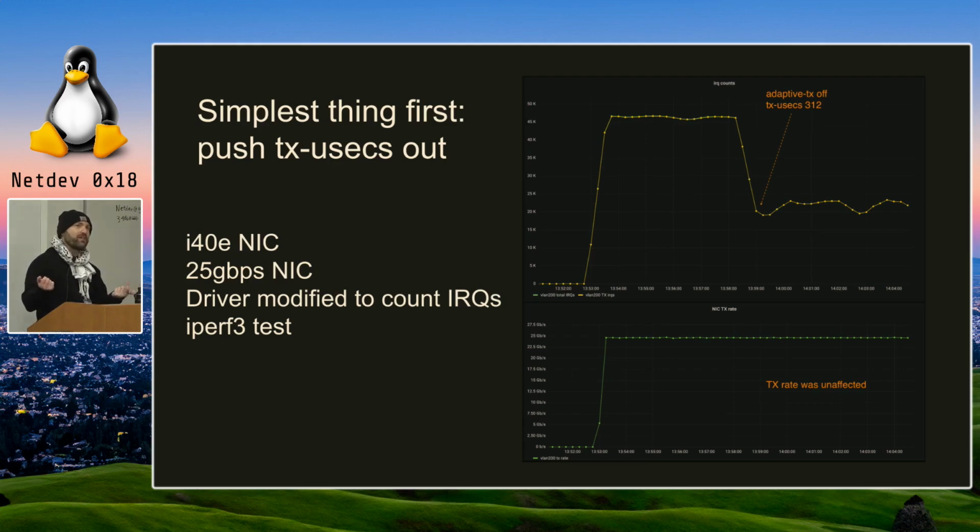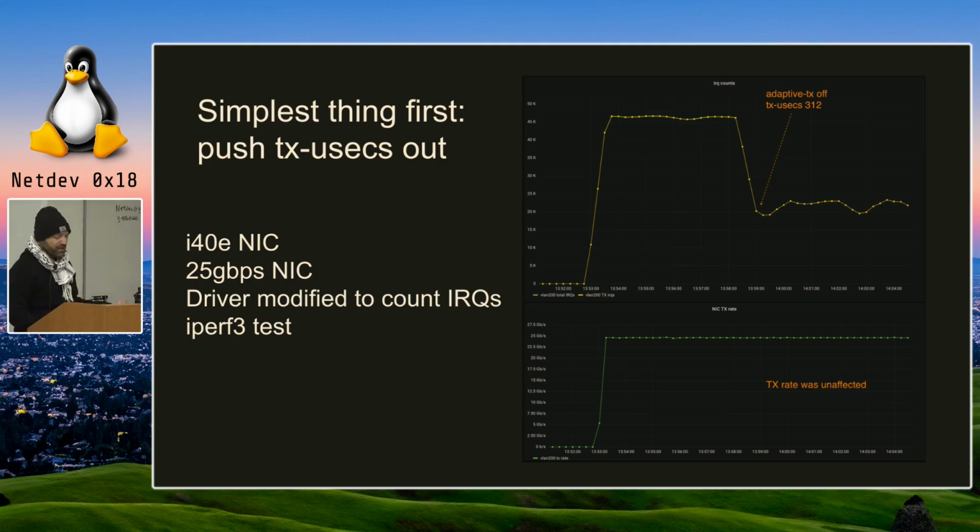Why 312? The answer to that question is because the i40E NICs do 25 gigabits, and you can do math, and you can figure out how many nanoseconds you're allowed before you are no longer able to maintain the line rate. I chose a number that was below that; I could have chosen a larger number, but I chose 312. And I can show that the IRQ generation count dropped significantly, but iPerf3 was still showing that our transmit rate, our total throughput, was unaffected.